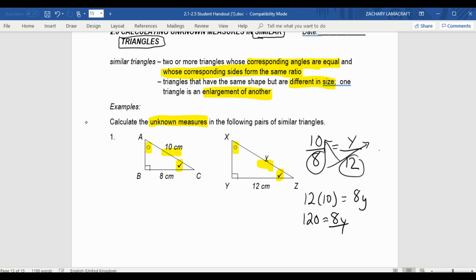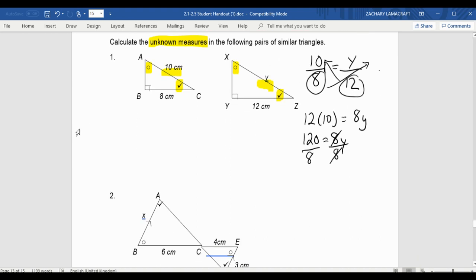We divide both sides by 8. So once we do it on this side, they cancel out. And once we divide 120 by 8, what would our answer be? Go for it. Take your time. 15, exactly. So then our unknown side would be 15 centimeters. Okay. So we're given two similar triangles. We just got to figure that out.